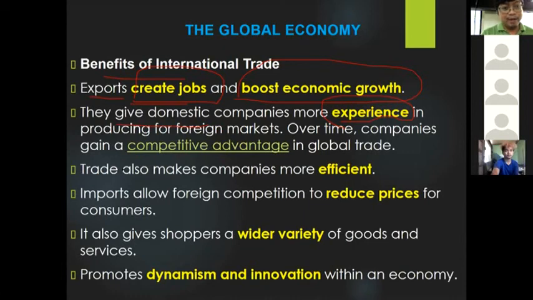Another benefit of international trade is efficiency. Trade also makes companies more efficient. Halimbawa, the Southeast Asia region, merong isang type of product dyan. Mag-isip tayo ng isang example ng type ng isang produkto. Magsabi nga kayo ng isang produkto na pwede natin gawing business in the region.